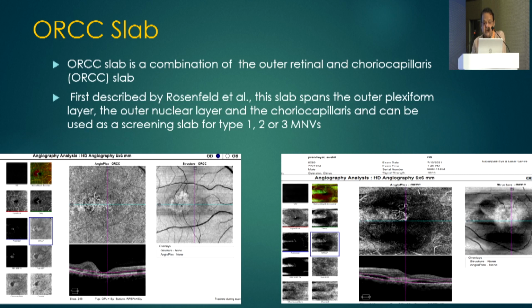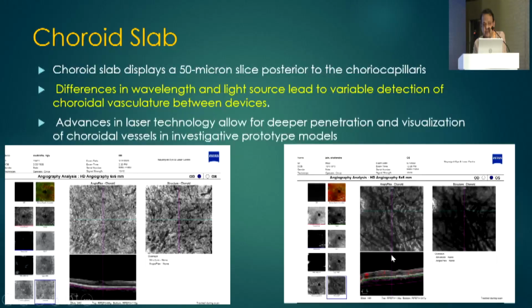The ORCC slab is a combination of the outer retinal and choriocapillary slab. It was first described by Rosenfeld. The slab spans from the outer plexiform layer, the outer nuclear layer, and the choriocapillaris, and is best in case of type 1, type 2, and type 3 CNV. And this is one of the patients of juxtafoveal telangiectasia. You can see an atrophy here with a simultaneous CNV. In another patient, if you see this slab, you can see a CNV and SRF here. So all three images have to be interpreted to come to a conclusion.